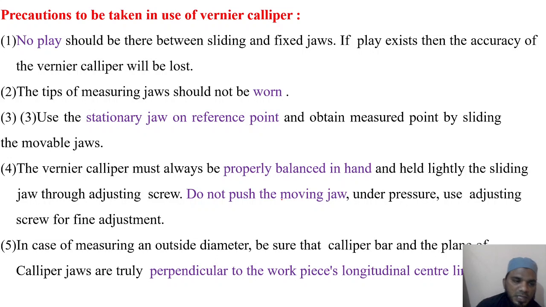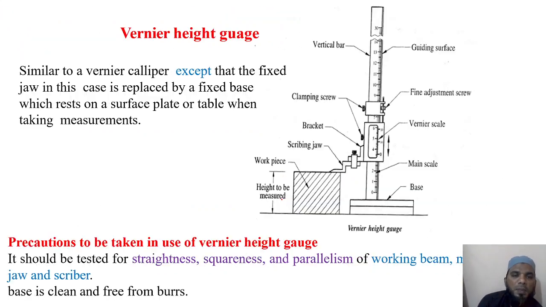Next, in case of measurement of an outside diameter, we should be sure the caliper bar and the plane jaws are truly perpendicular to the workpiece. That is, if you are holding a workpiece, it should not be tilted between the jaws. It should be perpendicular to the jaws. So the length which you are measuring should be kept perpendicular to the jaws.